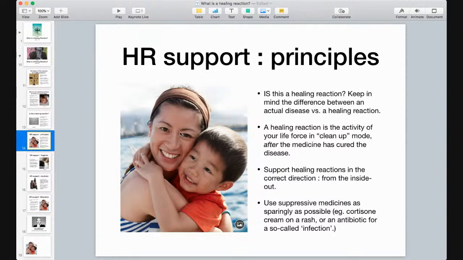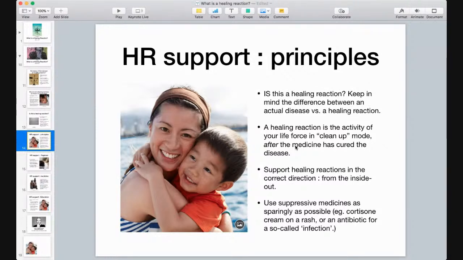The big point here as well: a healing reaction is the activity of your life force in cleanup mode after the medicine has cured the disease. So that's going back to our concept of duality. The first action belongs to the medicine. It cures the disease. And then the after action, or the healing reaction, really belongs to your life force. It's busy cleaning things up, pushing toxins out that don't belong. It's really doing the great big spring cleanup, so to speak.